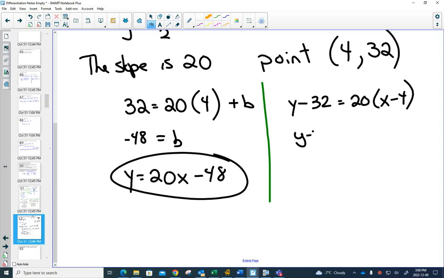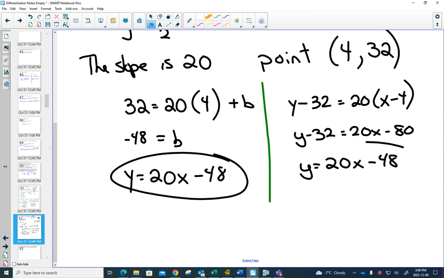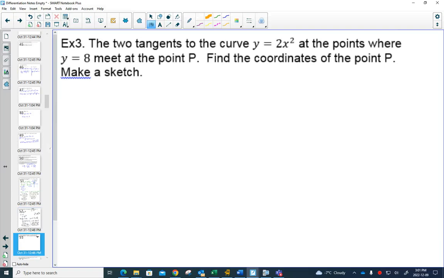So this would become y minus 32 equals 20x minus 80. And if you add your like terms together, you get the exact same equation. Good? Now I have to be careful. Make sure that the equations match up.